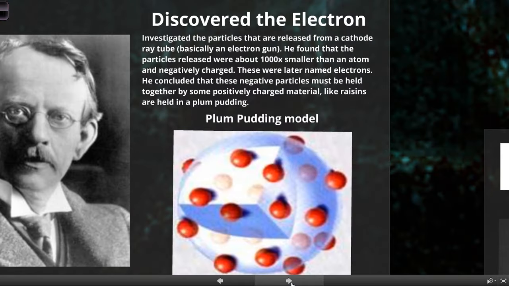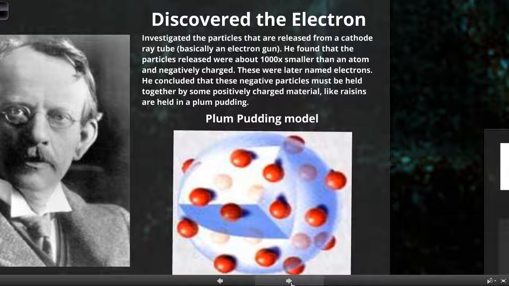So Thomson basically investigated the particles that were released from a cathode ray tube. A cathode ray tube is basically an electron gun, although they didn't realize that at the time. He found that the particles released were about 1,000 times smaller than an atom, and in particular than a hydrogen atom, the smallest known atom, and that they were negatively charged. So he found out that there were these tiny particles, smaller than an atom, that were negatively charged, and they were later named electrons.